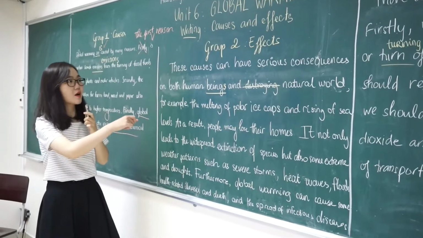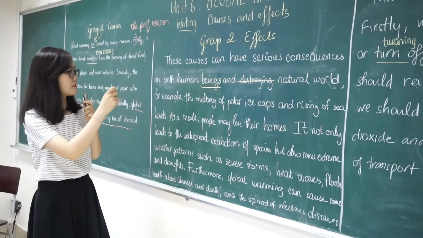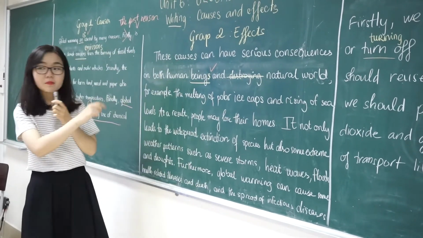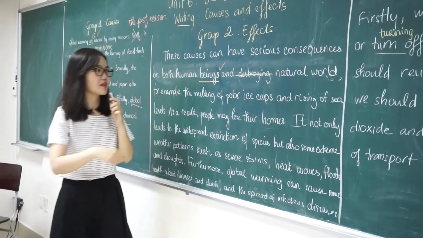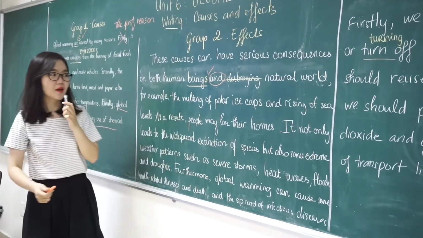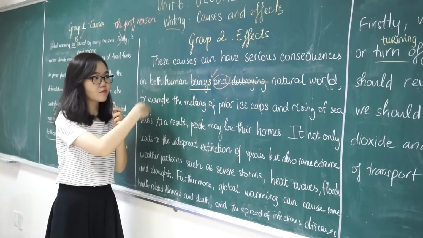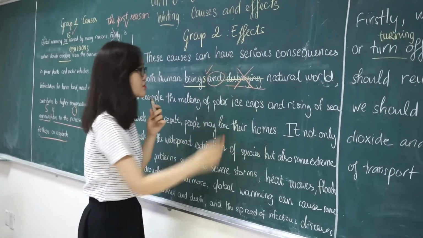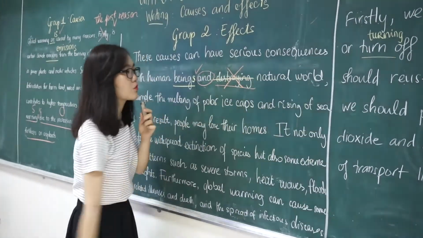Okay, so now let's come to the second one, the effects. These causes. Yes, your friend has made a very good correction here. Human beings should be in the plural form. Yeah. And about this one, this is the end. So you have to parallel the first phrase. Human beings is the noun phrase, but after that you use a gerund here, which is not good. You should delete it and only keep the noun phrase natural world.